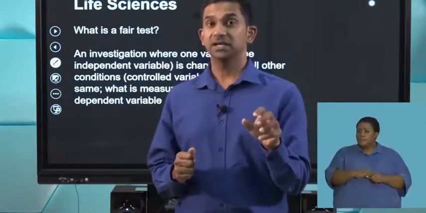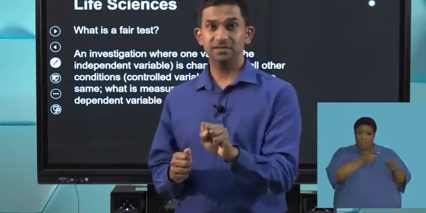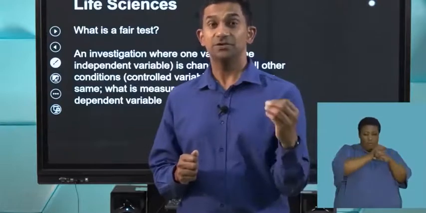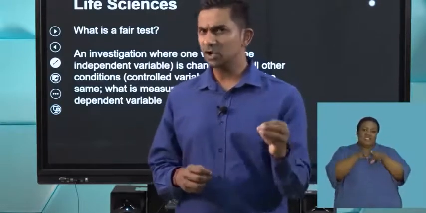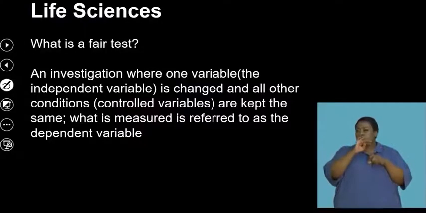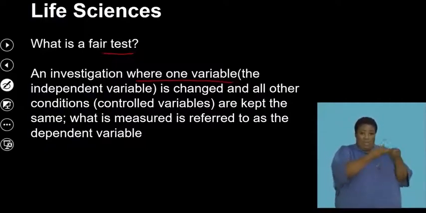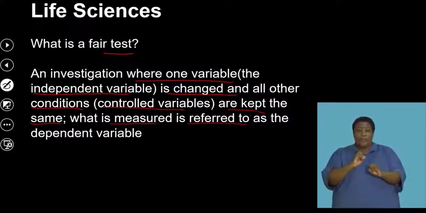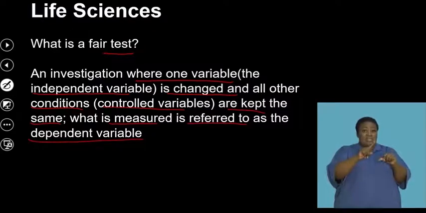It means that if we can control our variables and keep them constant, we're able to produce an experiment that has a fair test. So let's look at the concept of what a fair test is. So a fair test is an investigation where one variable, which is the independent variable, is changed and all other conditions, meaning the control variables, are kept the same or constant. What is measured is referred to as the dependent variable. Let's try and unpack that.